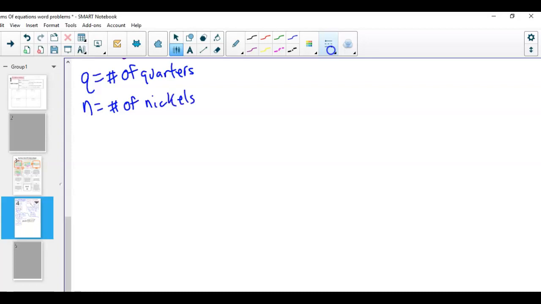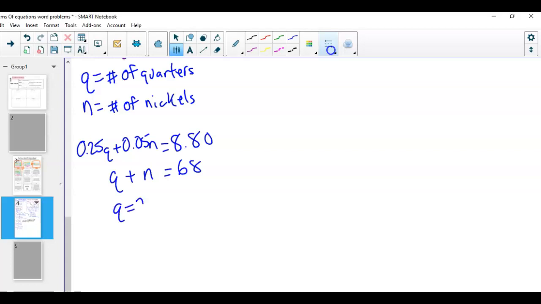And we know two things. One of these, her total was $8.80, and the other one, her total was 68. 68 is the total number of coins she has, so that's the number of quarters and the number of nickels. $8.80 is the number of quarters and nickels she has multiplied by their worth. So a quarter is worth 25 cents, and a nickel is worth 5 cents. So that's how we would set that up, but we already know that the answer to this is 27.